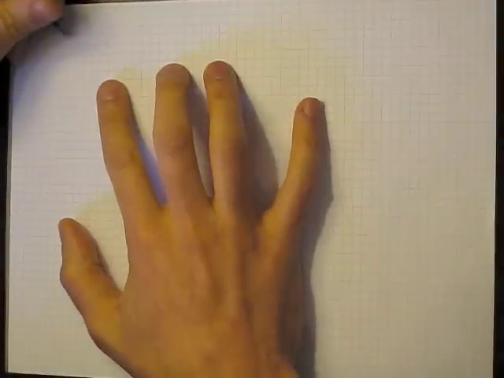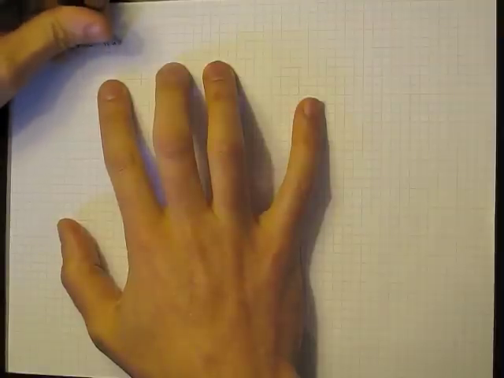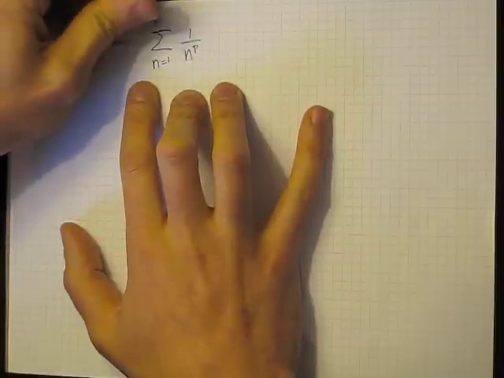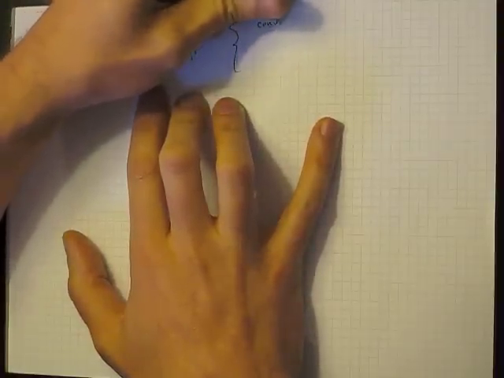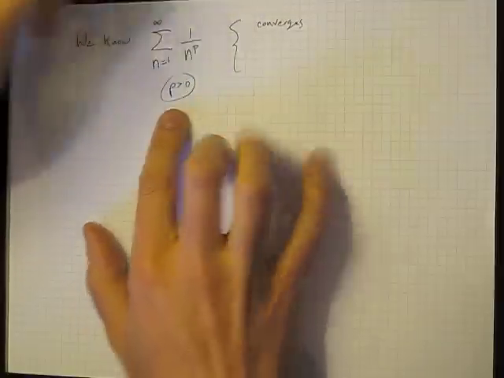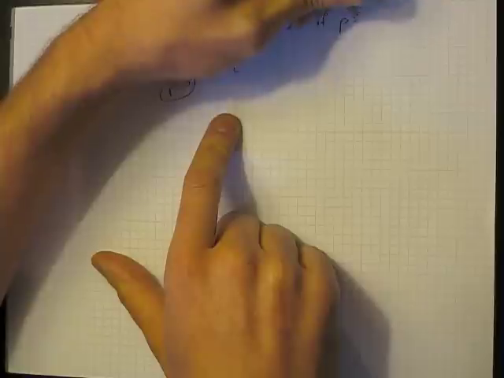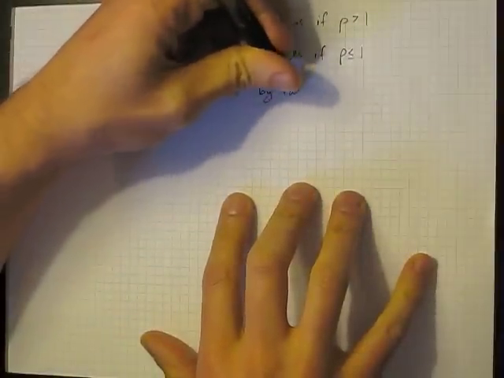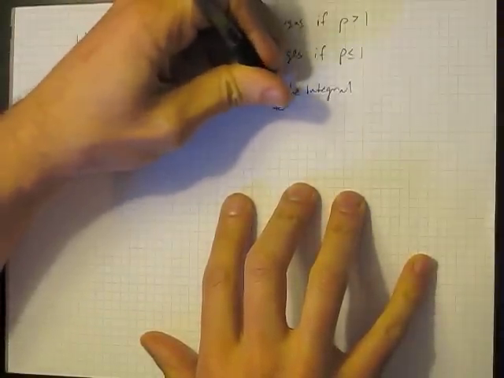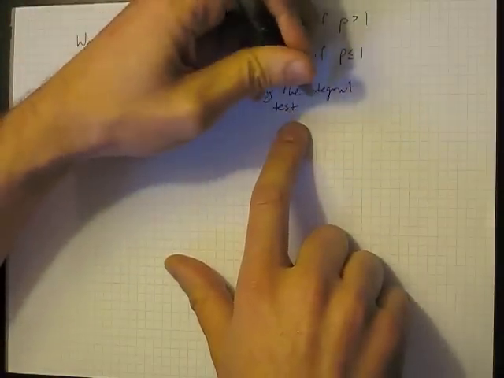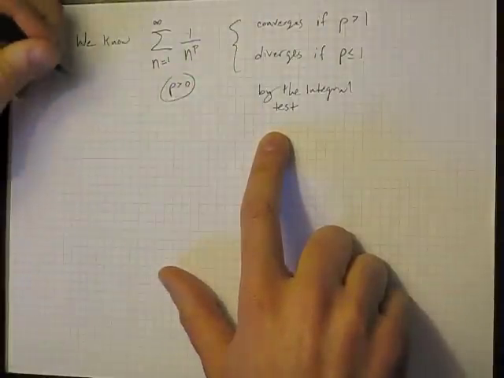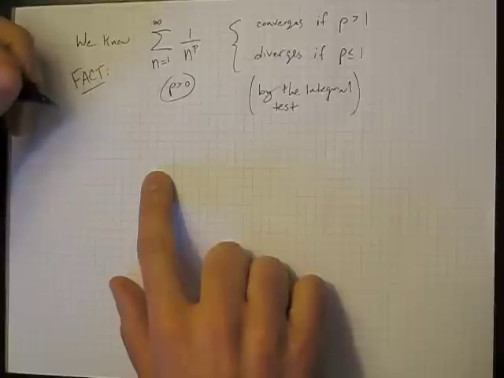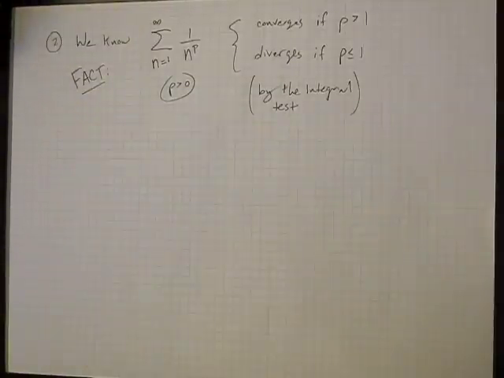We also know that series of the following type, the sum of 1 over n to the p, n goes from 0 to infinity, where p is a positive number, converges if p is bigger than 1, and diverges if p is less than or equal to 1. And this is by the integral test, which is a super bonus category on the next exam. I mean, the integral test itself is a super bonus category. This is something that I just expect you to know, so this is like a fact. Just use this from now on, but the reason is by the integral test. So that would be strategy number two. Does the series look like this?